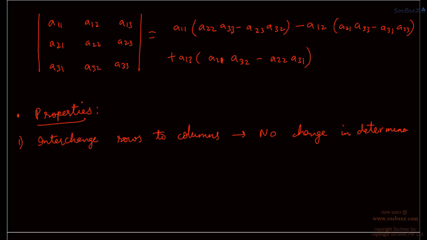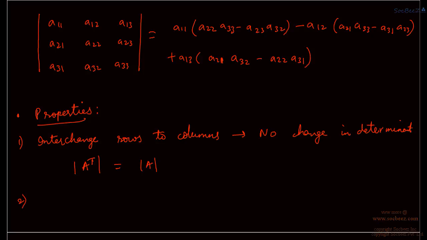Or in other words, what this means is the transpose of a matrix will have the same determinant as the matrix itself, right? Suppose A is a matrix and its transpose is given by A superscript T, so its determinant is the same thing as the determinant of A.